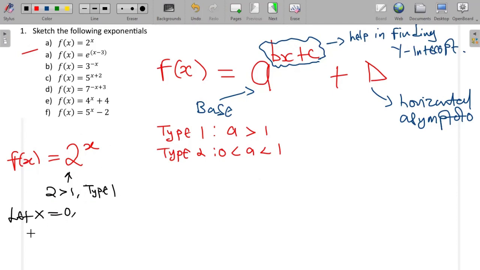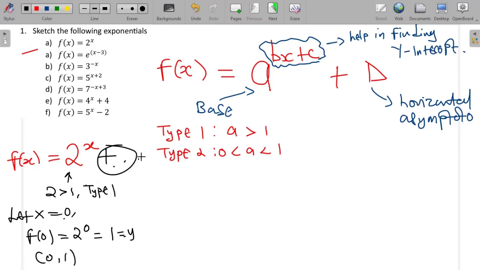So f of 0, that's the y-intercept, is going to be 2 to the power 0, which is just 1. So the y-intercept is equal to 1, meaning that the curve should pass through the point (0, 1). The other thing that we need is the horizontal asymptote. This equation is 2 to the power x, and then plus, there's nothing here. If there's no plus anything here, it simply means that the horizontal asymptote is going to be y equals 0 for this one.